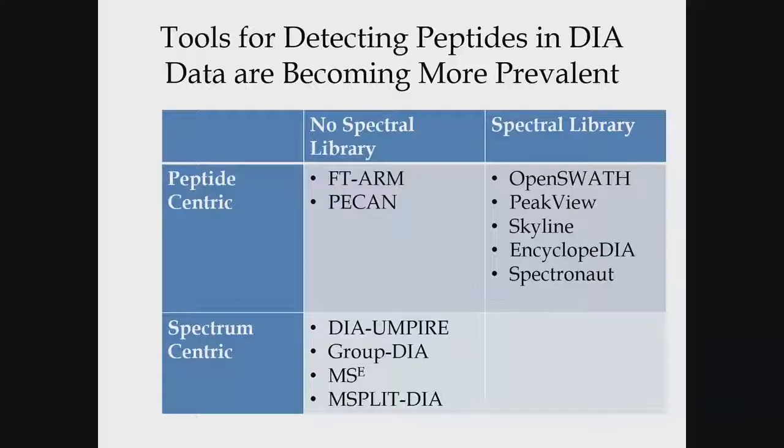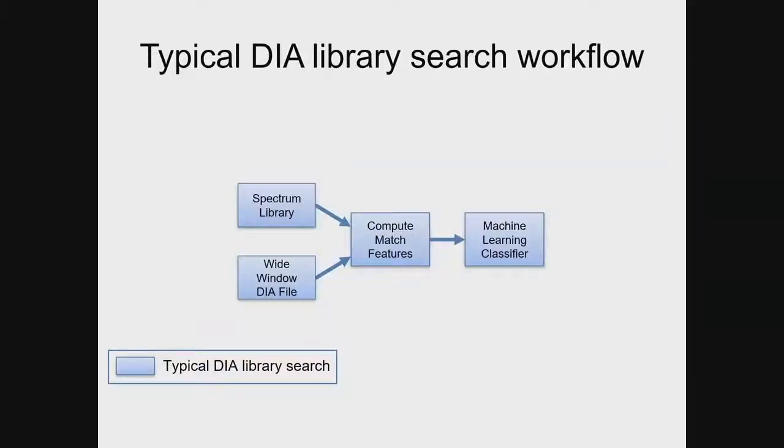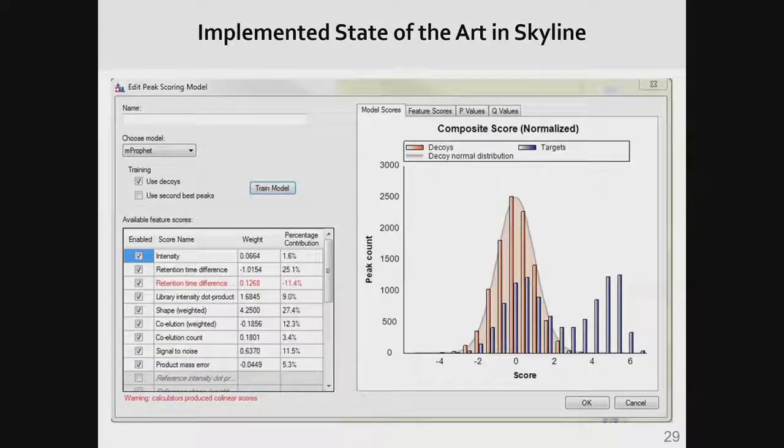And so these tools are of course gaining a lot of interest because they allow you to take a traditional spectrum-centric searching approach. But the most common way people still try to do this is to take a spectrum library and a wide window DIA file, extract chromatograms, compute different scores, and put this through some sort of machine learning classifier.